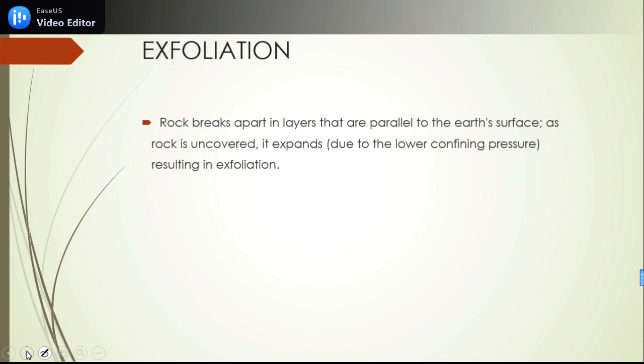Let's now look at the first example of mechanical weathering, which is exfoliation. In exfoliation, rock breaks apart in layers that are parallel to the Earth's surface. As the rock is uncovered, it expands due to lower confining pressures, resulting in exfoliation. Exfoliation really depends on consistent heating and cooling of the rock.